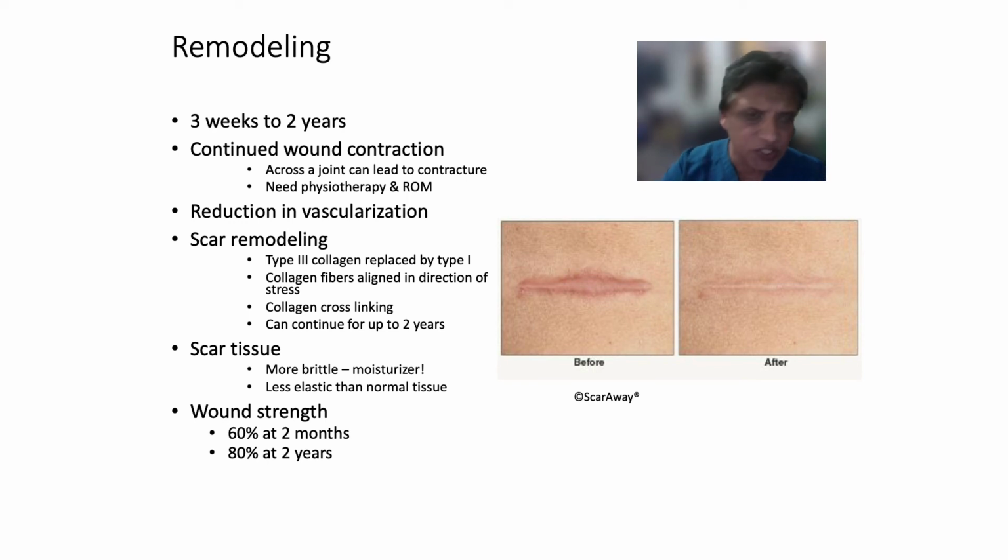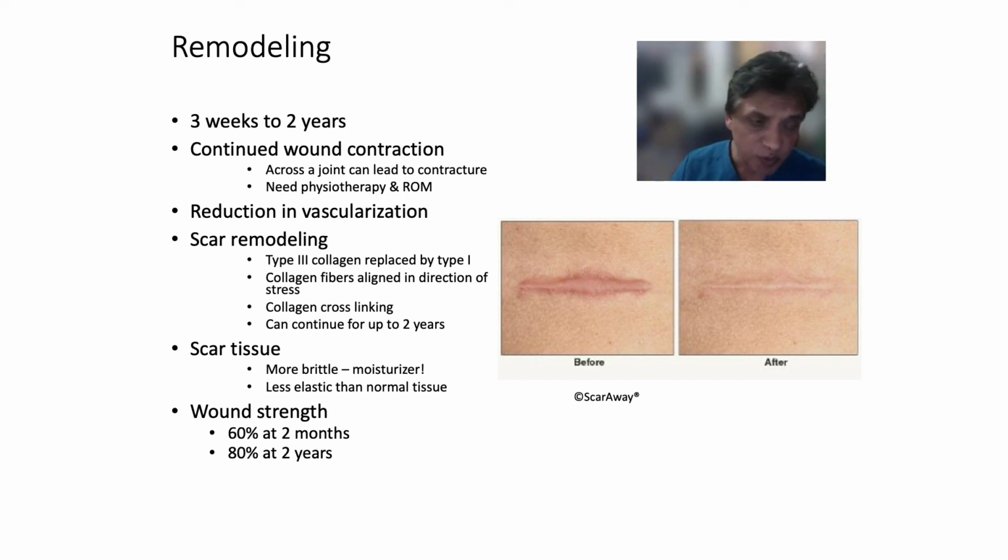During wound contraction, there's remodeling of collagen fibers. Type 3 collagen is replaced by type 1. There's increased collagen cross-linking. And the scar becomes less conspicuous. So if you look at the picture here, initially this newly formed scar is a little red and angry, and with increased time, after a few months, it becomes less conspicuous.